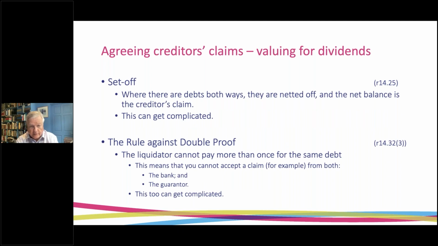And also where there are mutual dealings where you have creditor and the company both owe each other money, then the cross claims are netted off and the net balance is how much the creditor can claim. It's not always straightforward to apply the set-off rule in the liquidation. So again, I won't go into that in any more detail.